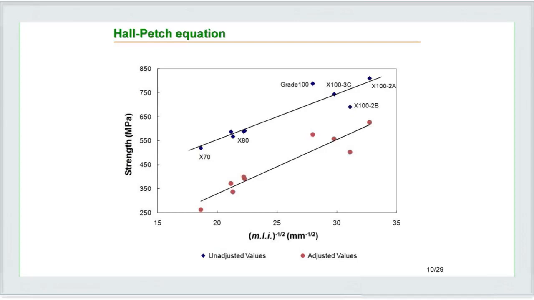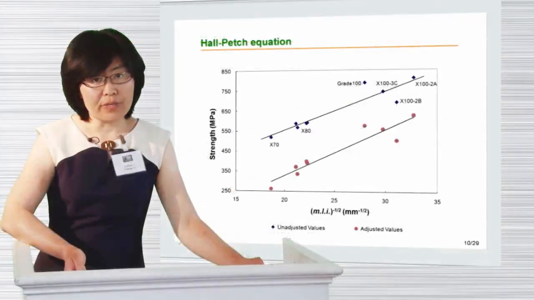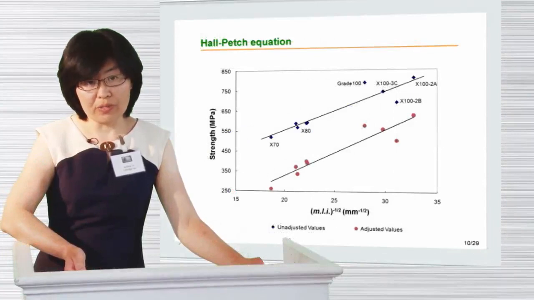From these two sets of data, we can see that their slopes are similar. So this means that the Hall-Petch equation is valid for the steels that we studied here.